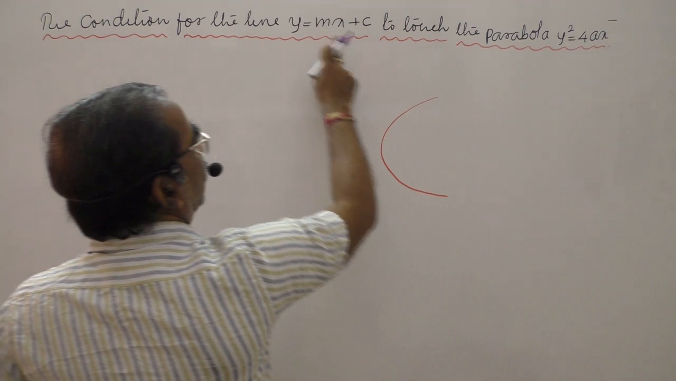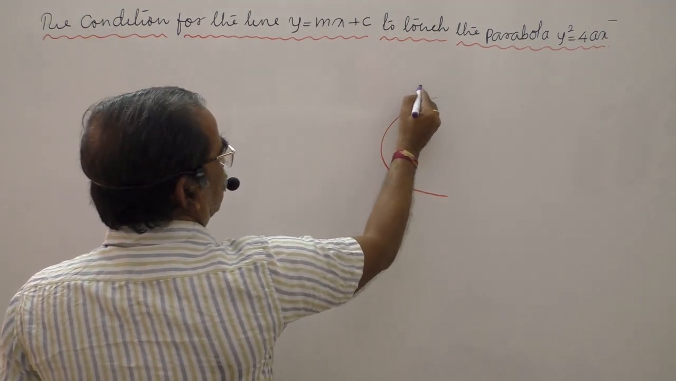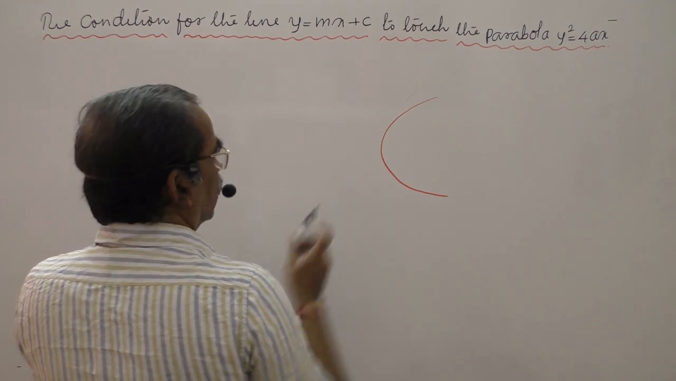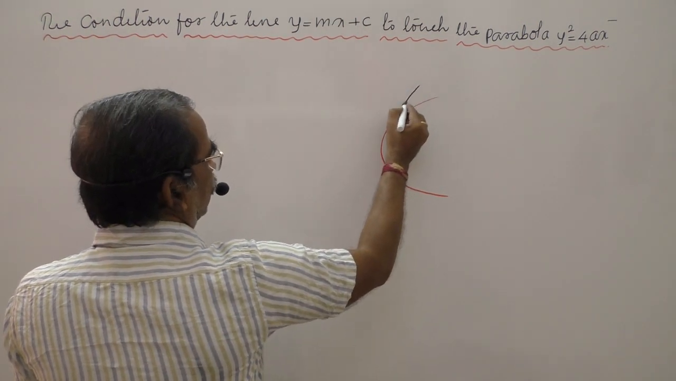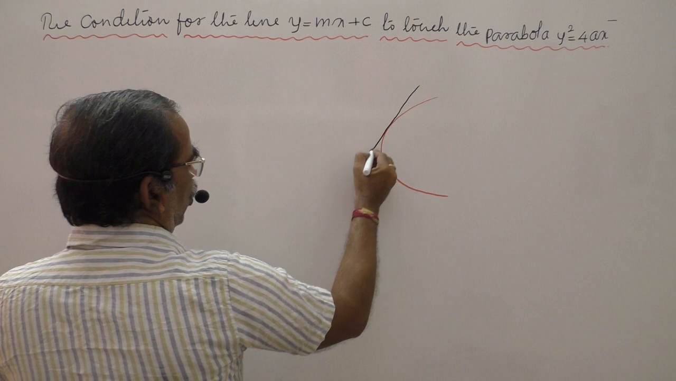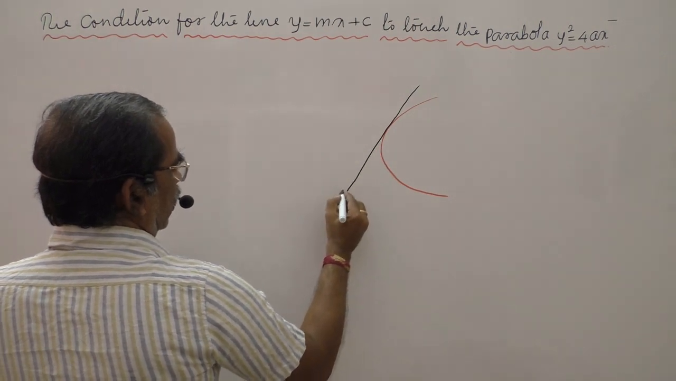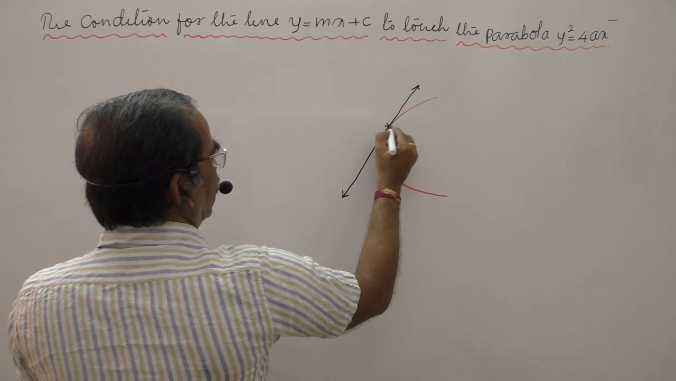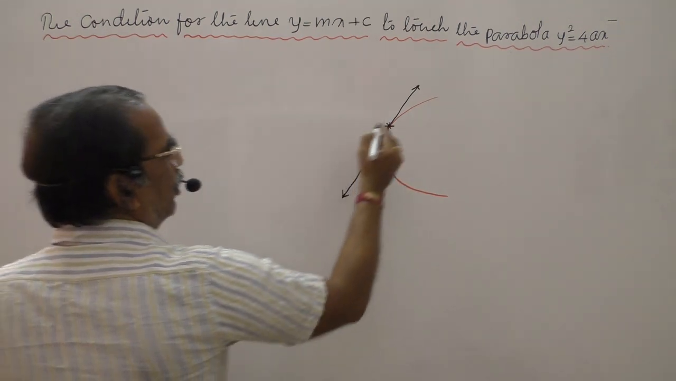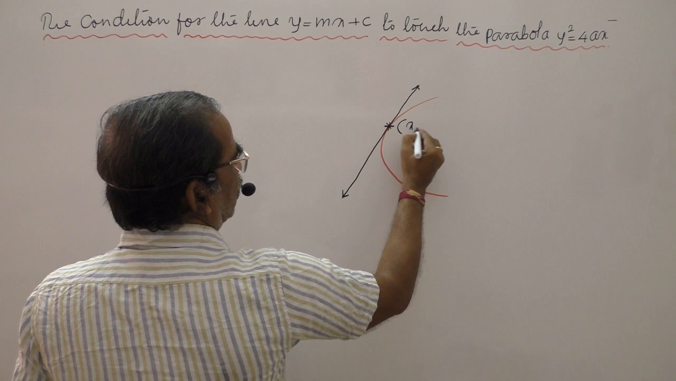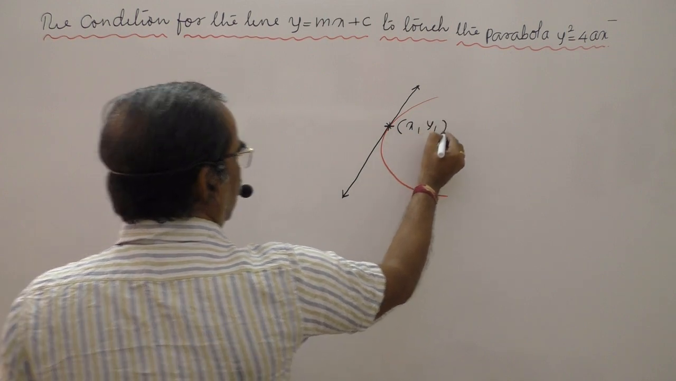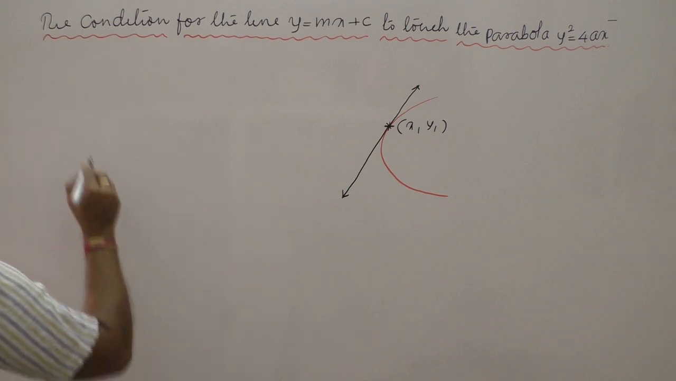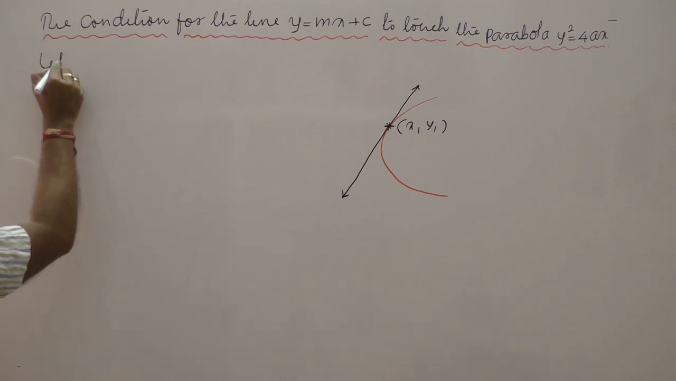Condition for this given line to touch the parabola. A line touches a parabola means it touches at some point. So we will suppose the line is touching at x1 comma y1. This is an important concept. See now.